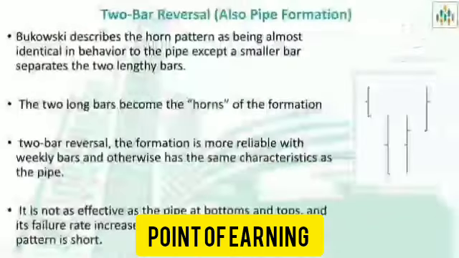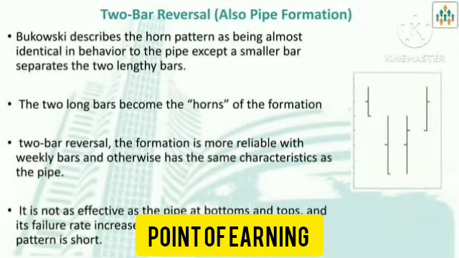2 bar reversal, also pipe formation. Bukowski described the horn pattern as being almost identical in behavior to the pipe except a smaller bar separates the two lengthy bars. The two long bars become the horns of the formation. 2 bar reversal: the formation is more reliable with weekly bars and otherwise has the same characteristics as the pipe. It's not as effective as the pipe at bottoms and tops, and its failure rate increases when the trend preceding the pattern is short.